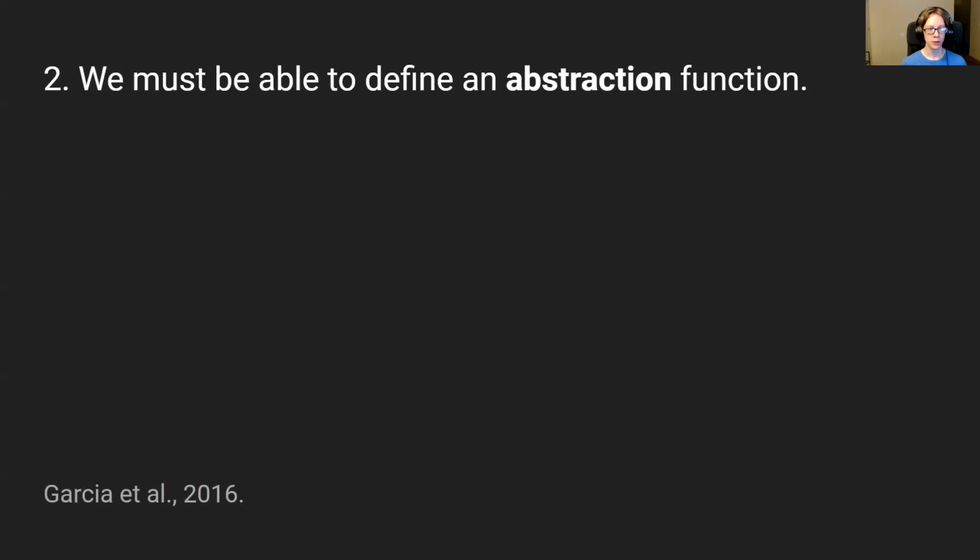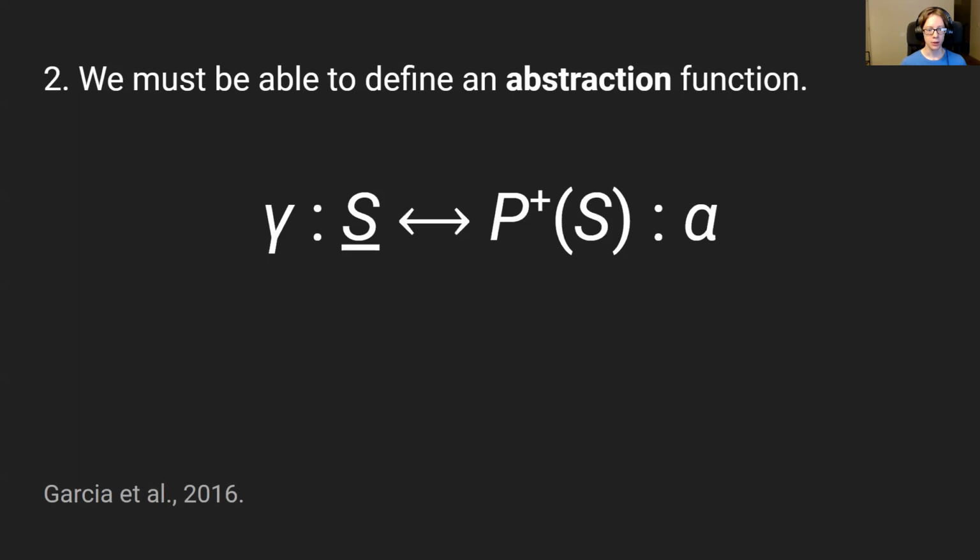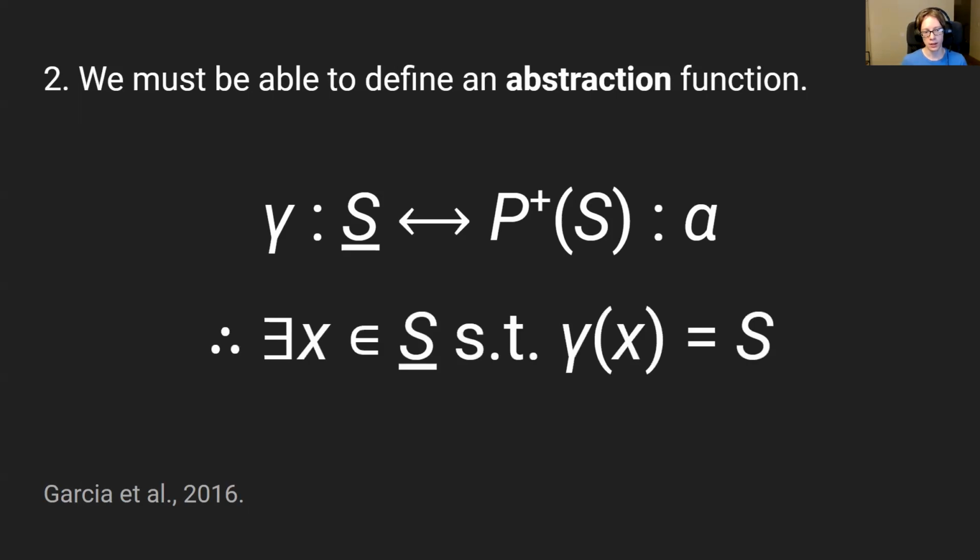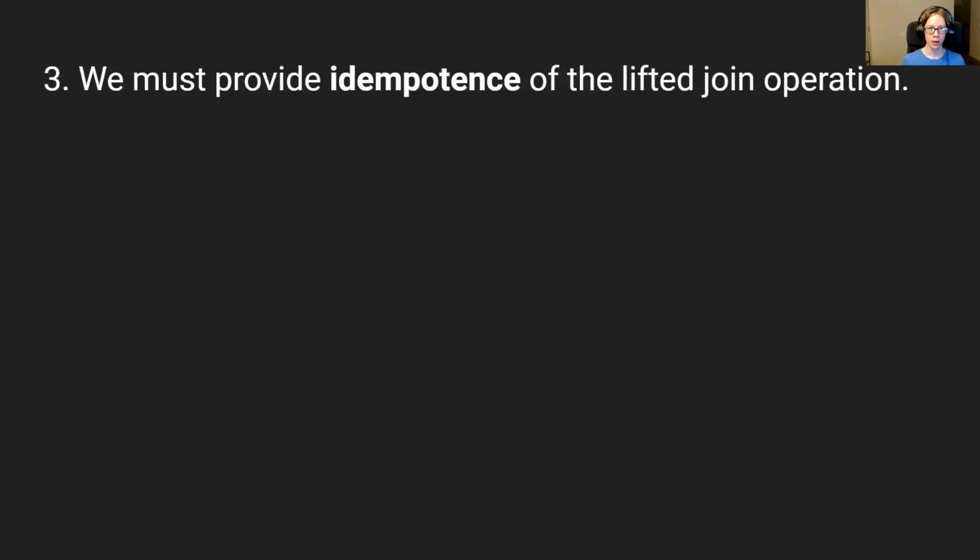We need an abstraction function, which basically just means, for technical reasons, we have to be able to go from elements that we do choose, like subsets that we do choose, and arbitrary subsets. So for any arbitrary subset, we should be able to pick a minimal lifted element that includes that, but it might possibly be larger. And this actually tells us that we have to have one that includes the entire original set of abstract values. We have to provide idempotence.